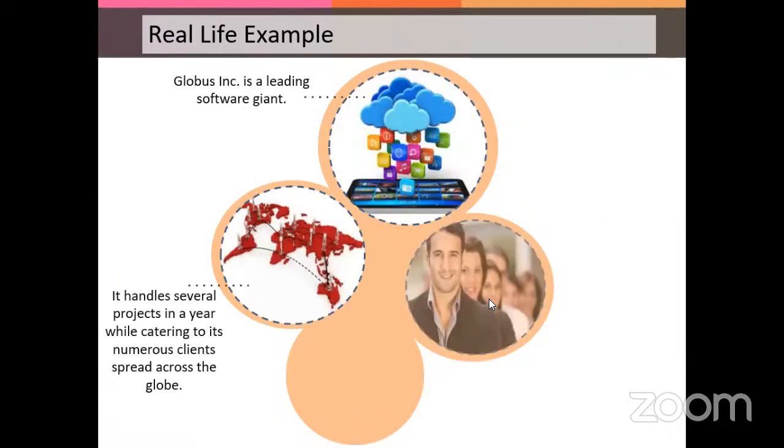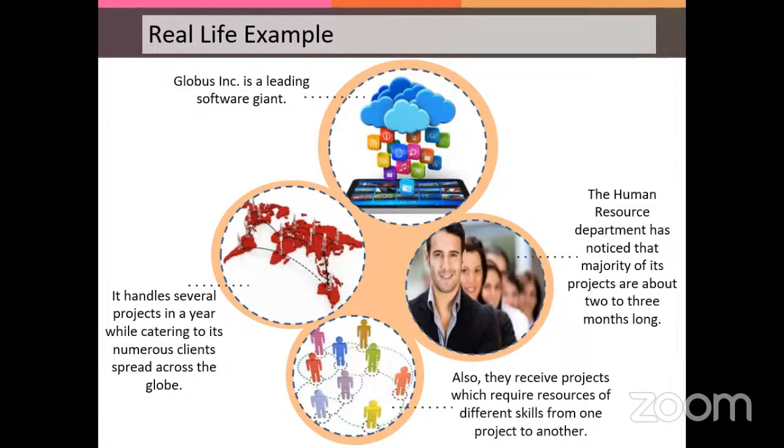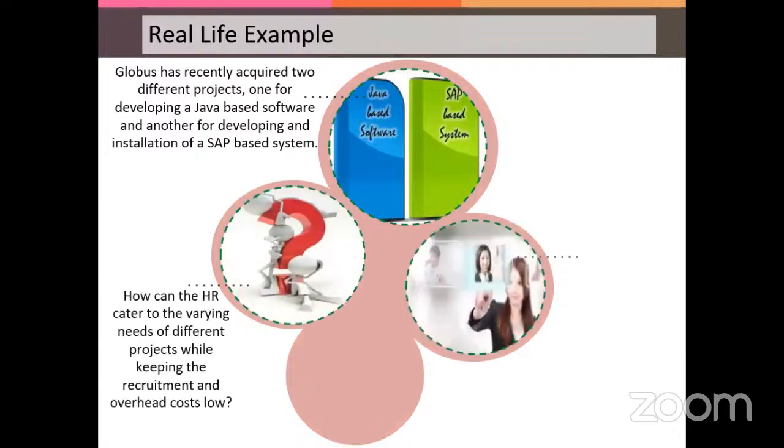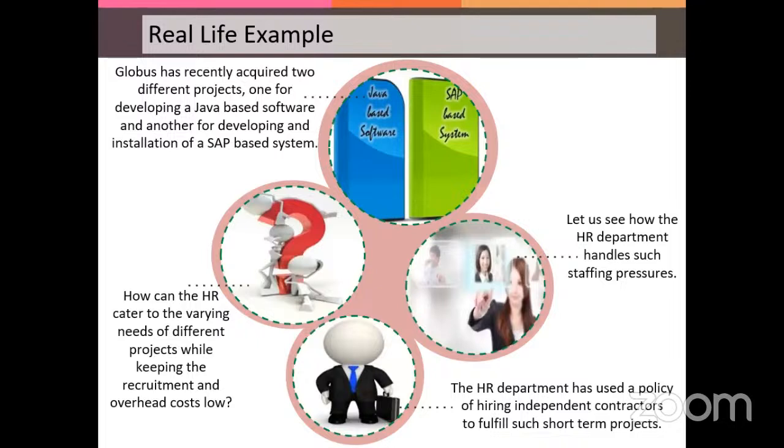Globus Incorporated is a leading software giant. It handles several projects in a year while catering to its numerous clients spread across the globe. The Human Resource Department has noticed that the majority of its projects are about 2 or 3 months long. Also, they receive projects which require resources of different skills from one project to another. Globus has recently acquired 2 different projects, one for developing a Java-based software and another for the installation of a SAP-based software. How can the HR cater to the varied needs of different projects while keeping the recruitment and overhead costs low? Let us see how the HR department handles such staffing pressures.